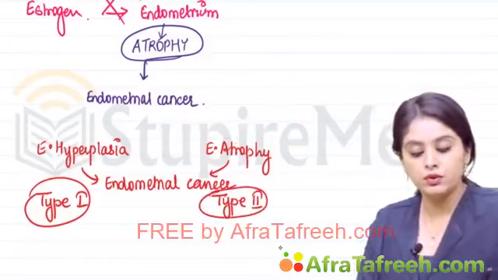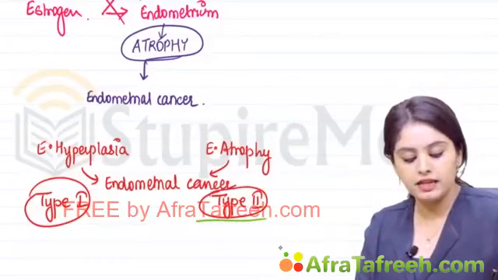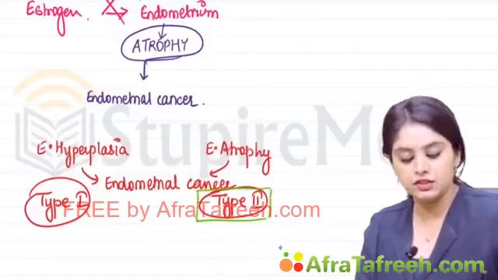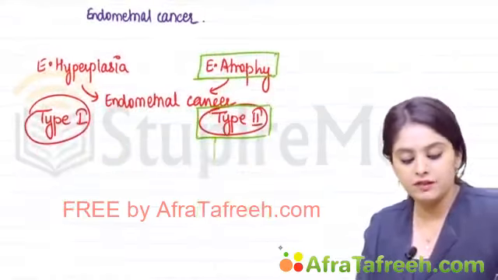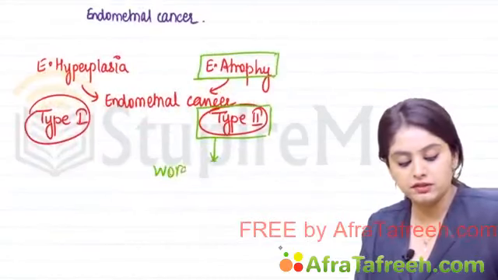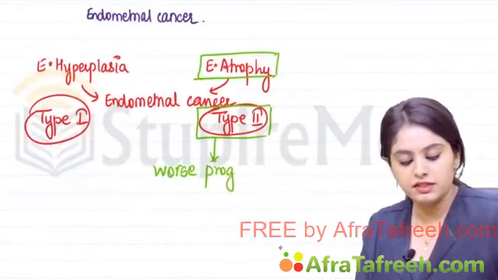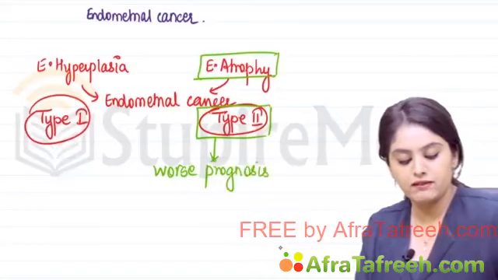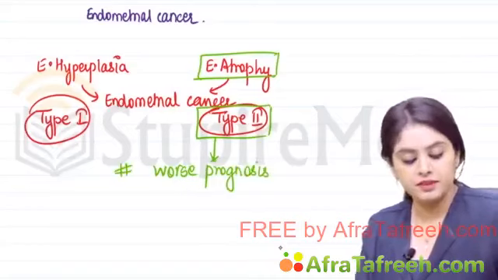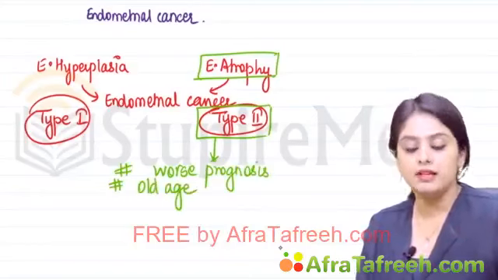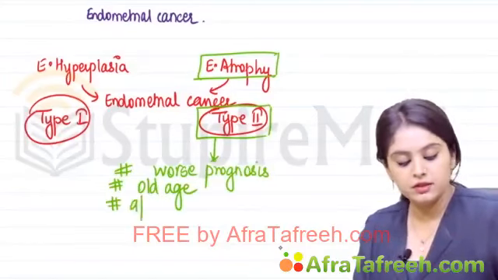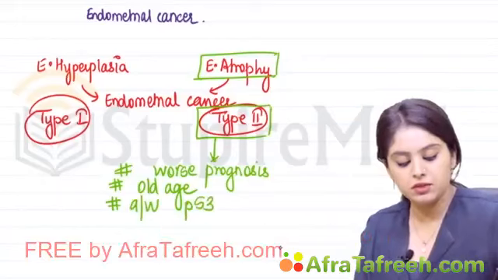Why is it important to know? Because this type 2 endometrial cancer, which occurs following endometrial atrophy, is going to have a worse prognosis. For the patient, prognostically, it is going to be bad. It is seen in old age and it is associated with p53 mutations.